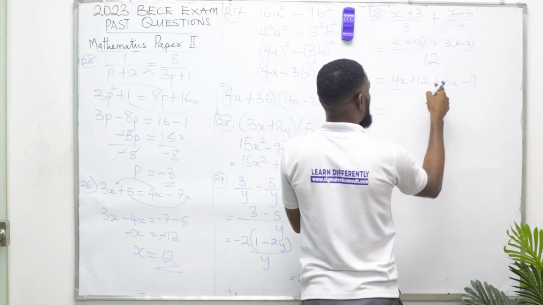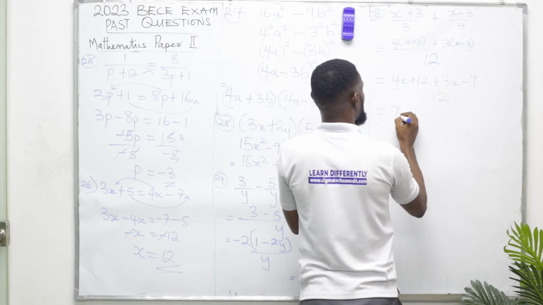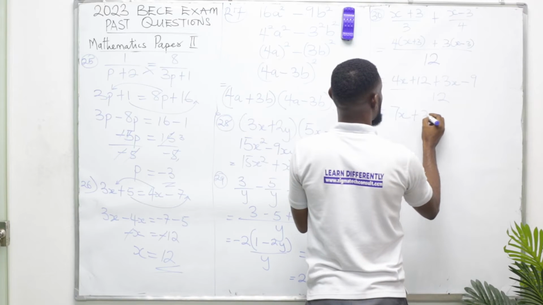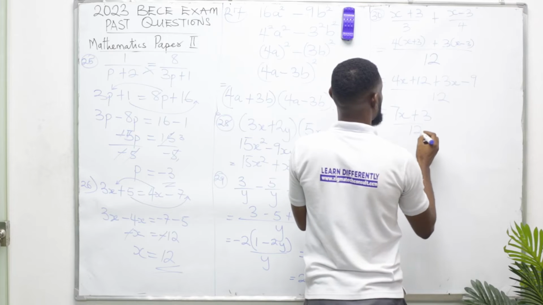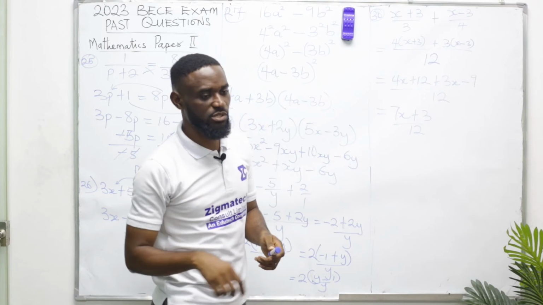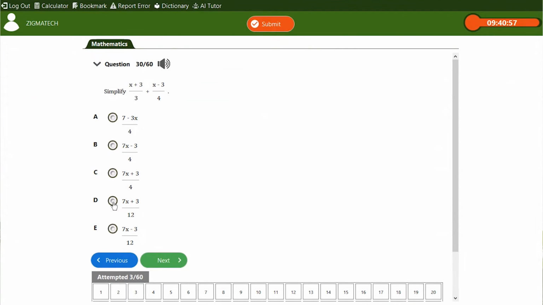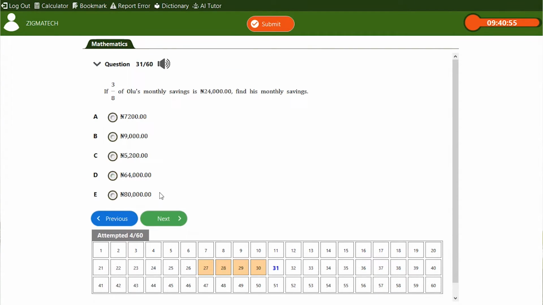4x plus 3x will give us 7x. 12 minus 9 will give us 3, all over 12. So that is the answer: 7x plus 3 over 12. That is option D. All right.